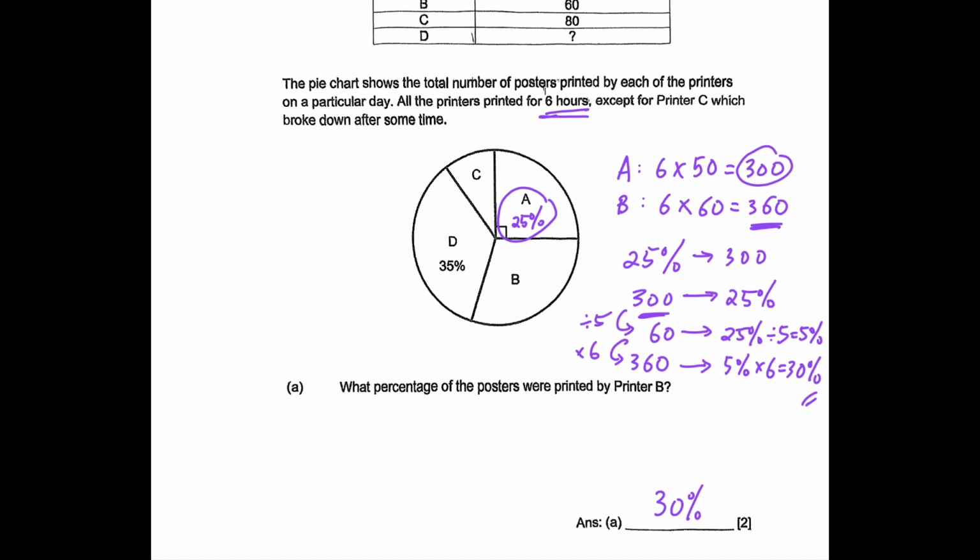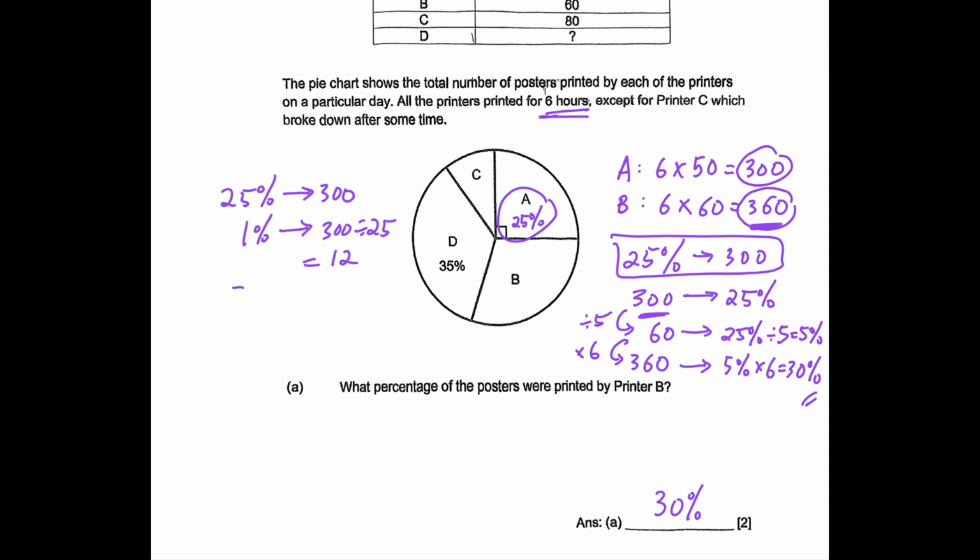Okay, I mean, of course, we can use another way to do this. Since 300, okay, so let me take this portion. So 25% is 300. You can, of course, go and find 1%, which is 300 divided by 25, that will give you 12. And we use the total 360 divided by 12, that should give you the percentage of 30% as well. So this way is a little bit faster if you can understand how it goes.